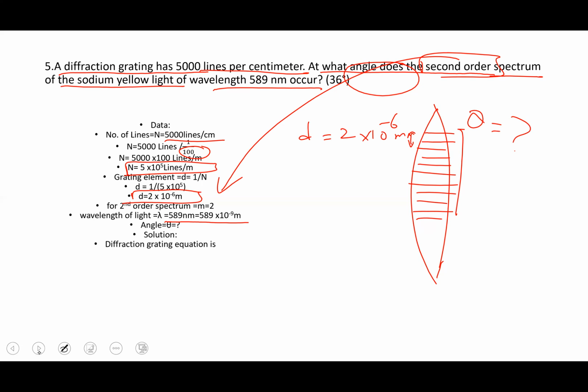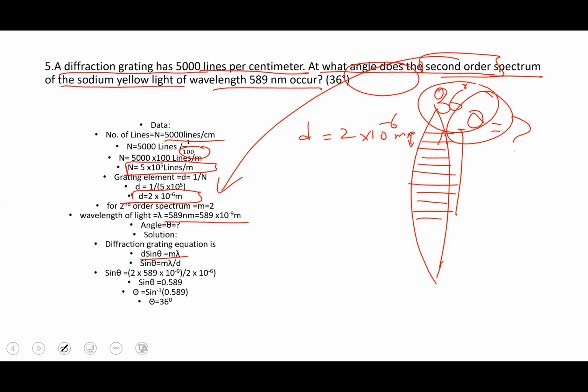Here we have the formula: d sine theta is equal to m lambda. By rearranging the equation, sine theta is equal to m lambda divided by d. Putting in the values, sine theta is equal to 2 into 589 into 10 to the power minus 9 divided by 2 into 10 to the power minus 6. We get sine theta equal to 0.589. To find theta, we take the sine to the other side, so it becomes sine inverse. So theta is equal to sine inverse 0.589. We get the value of 36 degrees. That means the angle must be 36 degrees to get the second order of the spectrum.